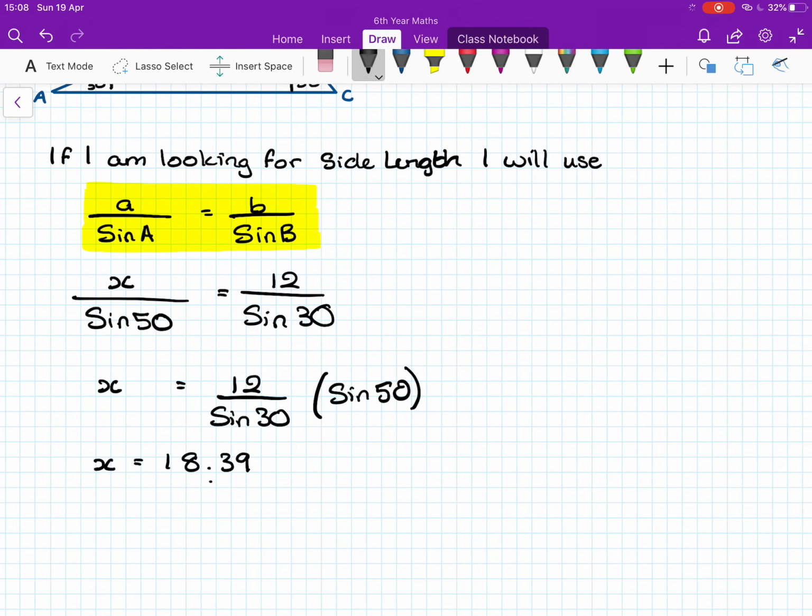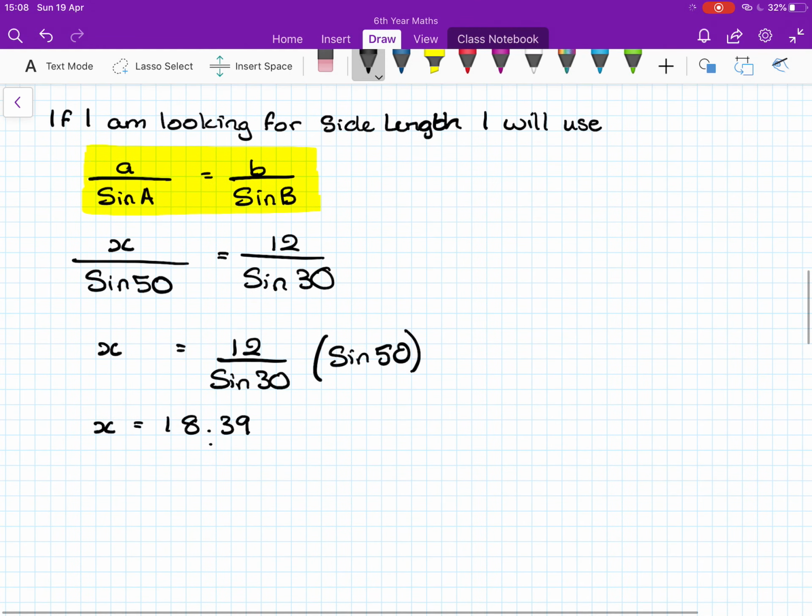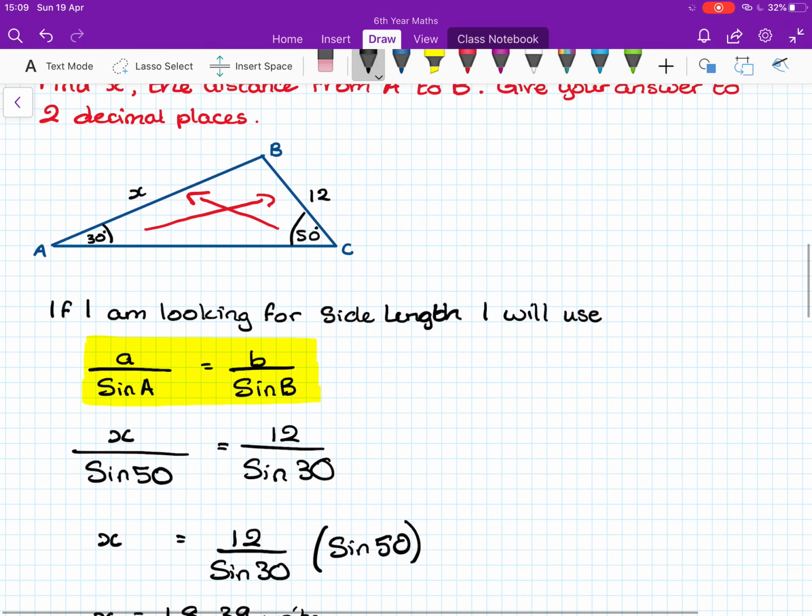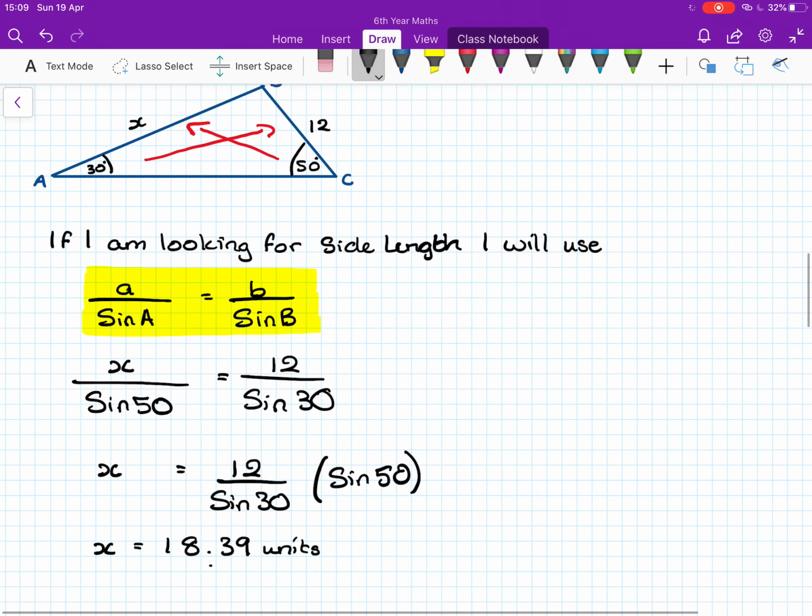Now remember, it's the length of a side. So in this case, it's going to be 18.39 units. Whatever those units are, because it didn't give us centimetres or metres as our measurement. Okay, so that's if we're trying to find a side.